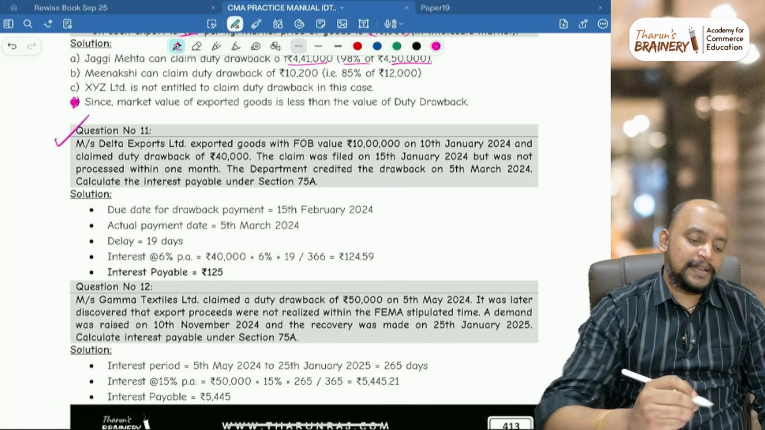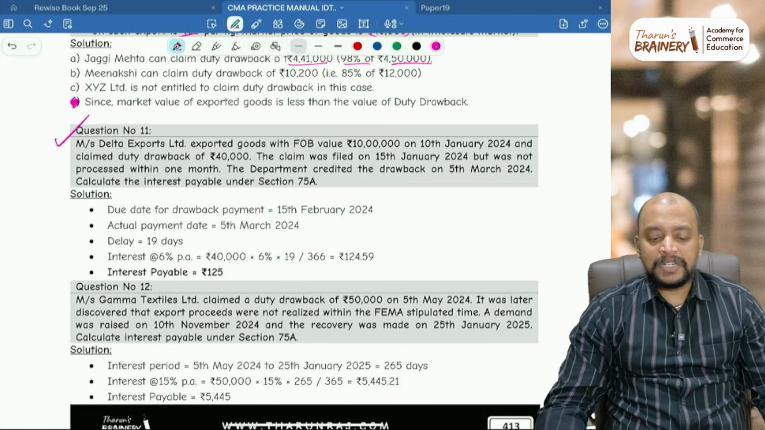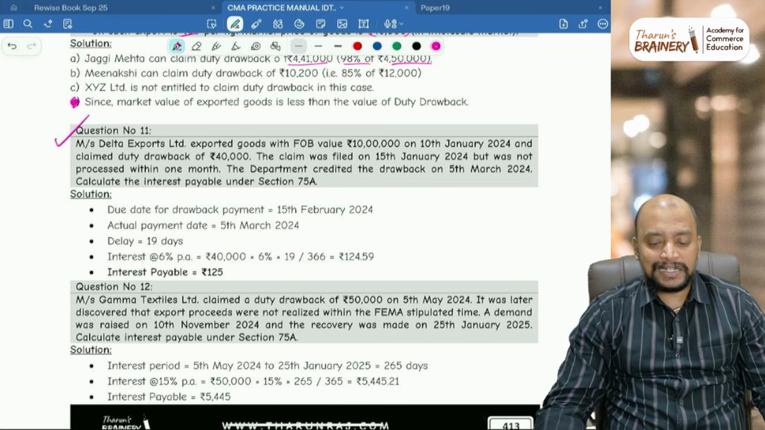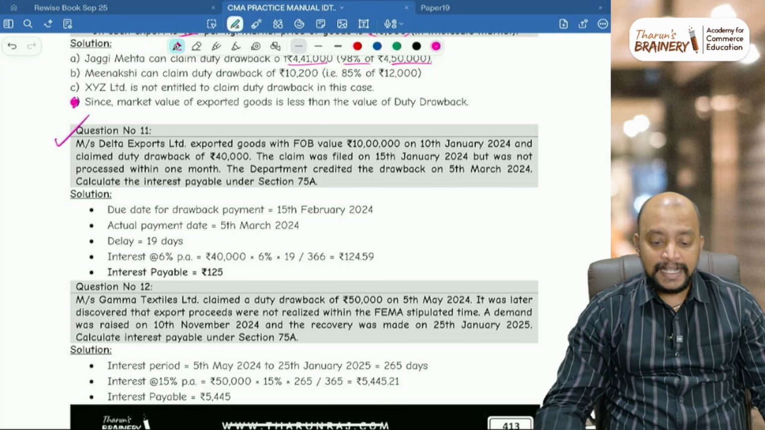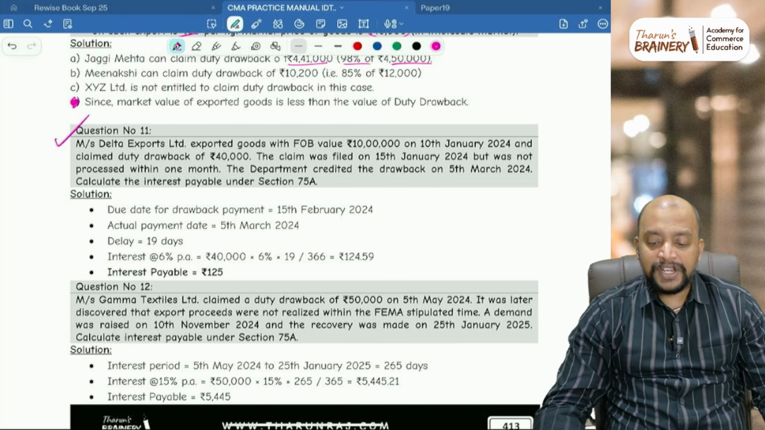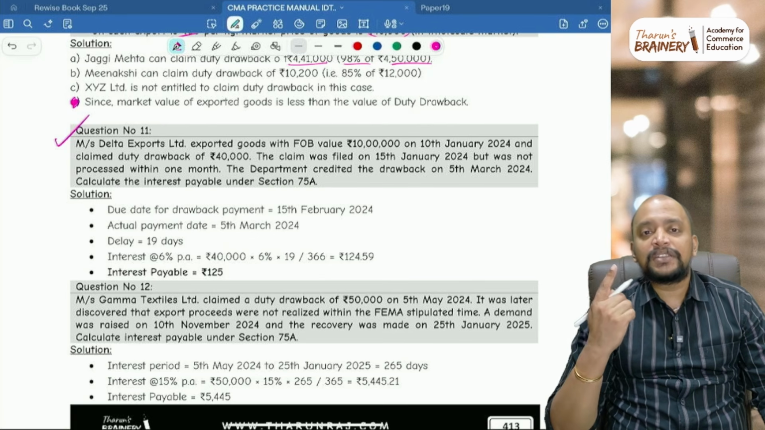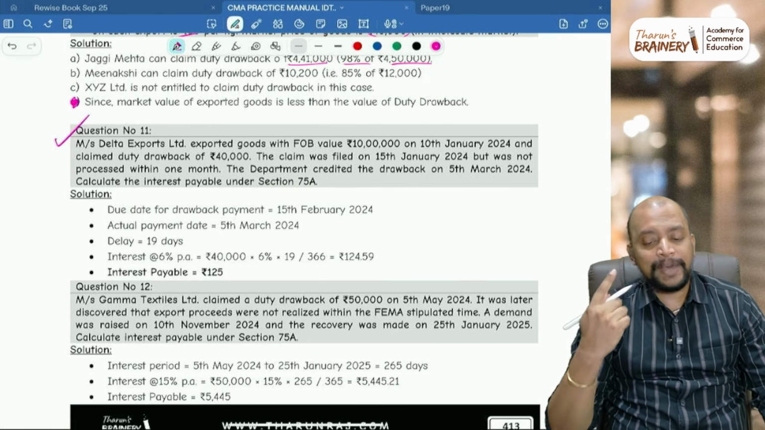Question number 11. Messrs. Delta Exports Limited exported goods with FOB value 10 lakhs on 10 January 2024 and claimed duty drawback of 40,000. The claim was filed on 15 January 2024 but was not processed within 1 month. The department credited the duty drawback on 5th March. Calculate the interest payable. So within 1 month they need to sanction the duty drawback, correct?